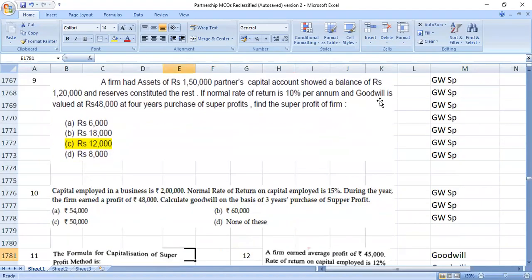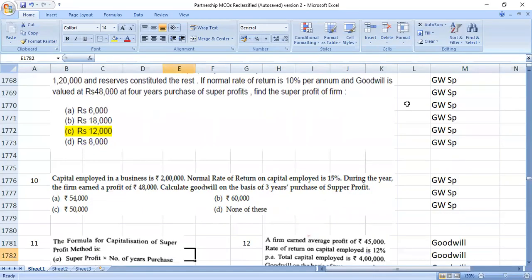A firm had assets of 1,50,000. Partners' capital account showed a balance of 1,20,000 and reserves constituted the rest. If normal rate of return is 10% per annum and goodwill valued at 48,000 at 4 years purchase of super profit, find the super profit. Goodwill is 48,000, 4 years purchase of super profit. So goodwill divided by 4 is equal to super profit. Goodwill is super profit into 4. So 12,000 is the correct answer.